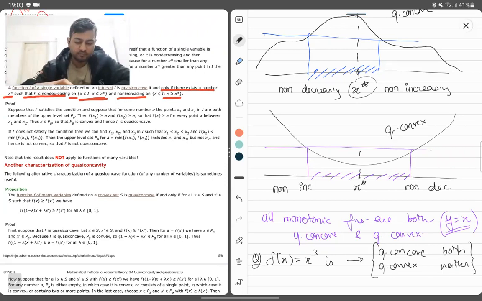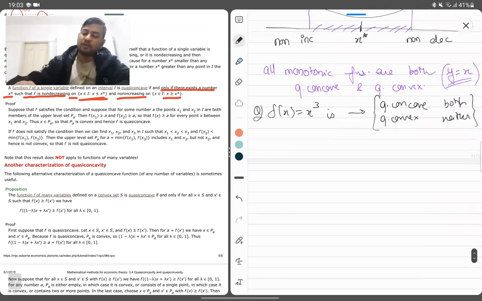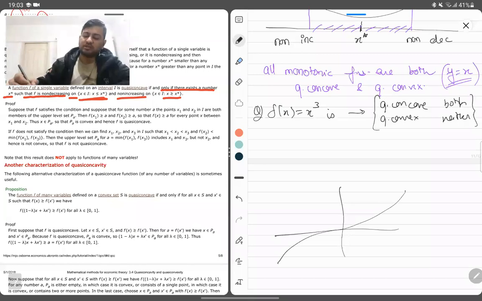Both. Very good, both, because it is monotonic. Okay, x cube is a monotonic function. X cube का graph याद करो. X cube का graph looks like this. It is a monotonic function, always increasing. So it is monotonic, which implies it is both.